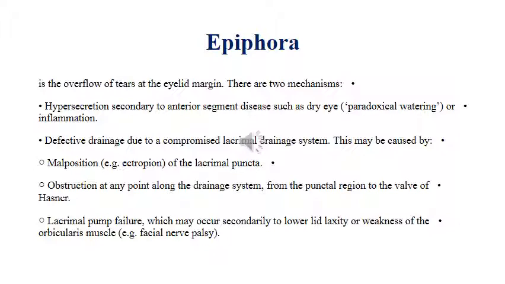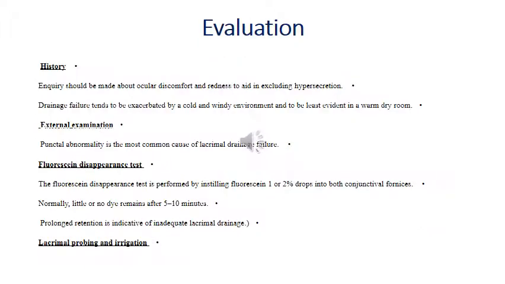Obstruction at any point along the drainage system is also a cause of defective drainage. So, defective drainage is either due to malposition of the puncta or the lid, or due to a defective lacrimal pump system in facial nerve palsy, or due to any physical obstruction at any point of the drainage system, from the puncta to the valve of Hasner. These are the causes of epiphora.